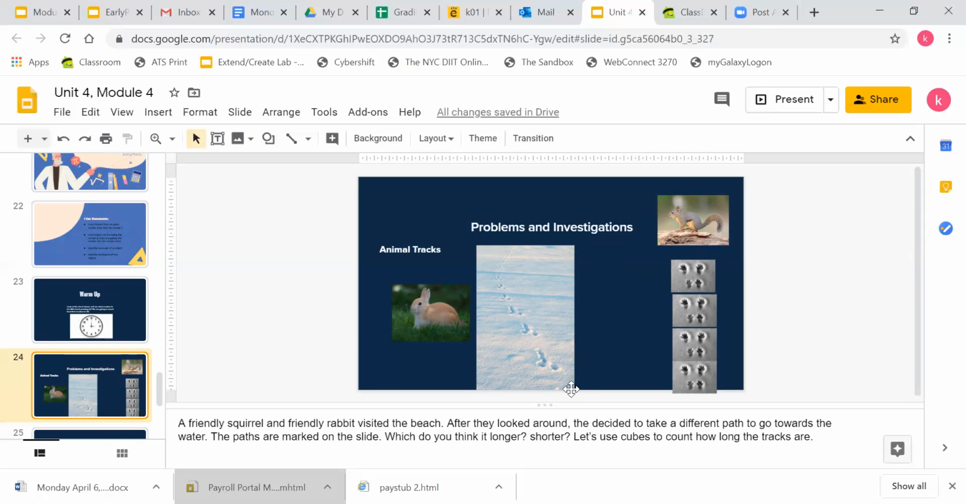Okay? So before we move on, I want you guys to look at the slide and I want you to think about which tracks you think is longer and which animal tracks you think are shorter. Okay, so I want you to just look at it, just take a think moment, try and figure out what animals' tracks might be longer and what animals' tracks might be shorter.